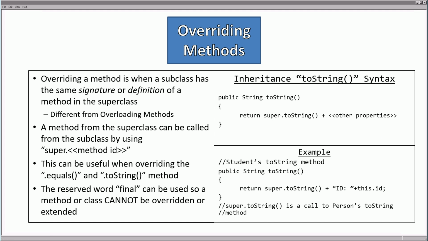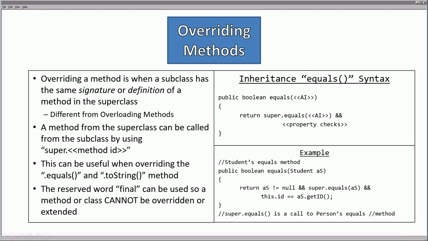Now, continuing with our running example of the student and the person. If this is inside the student, and this is the student's toString method, then if we call return super.toString, this calls person's toString method, appends that to the ID and the ID found in the student.